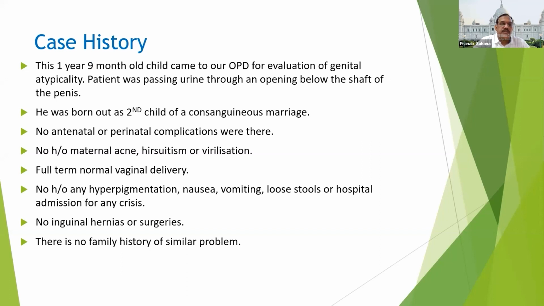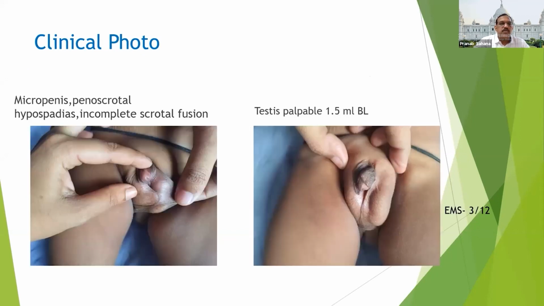There is no history of any hyperpigmentation or nausea, vomiting, loose stools, or any history suggestive of adrenal crisis. No inguinal hernias or surgeries, and there is also no family history of similar problem. The clinical photograph shows that there was micropenis, and there is hypospadias and incomplete scrotal fusion on the right side. Testis was palpable and of prepubertal size, that is 1.5 mm bilateral.